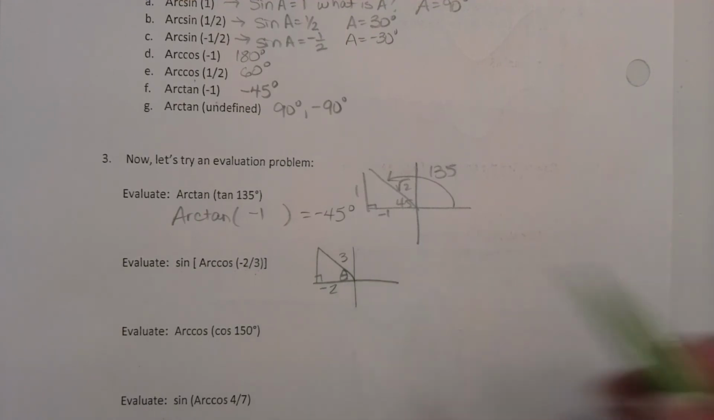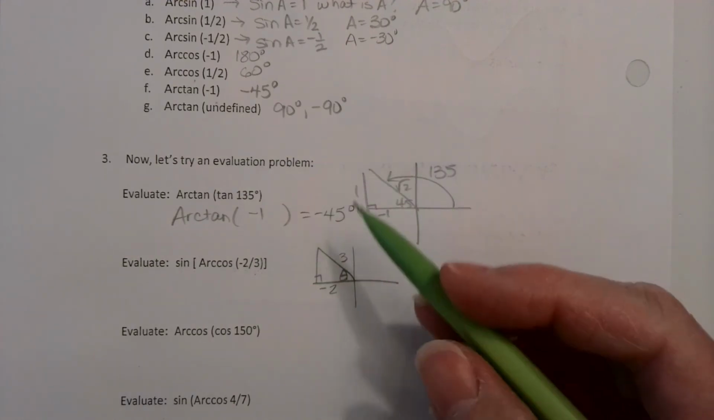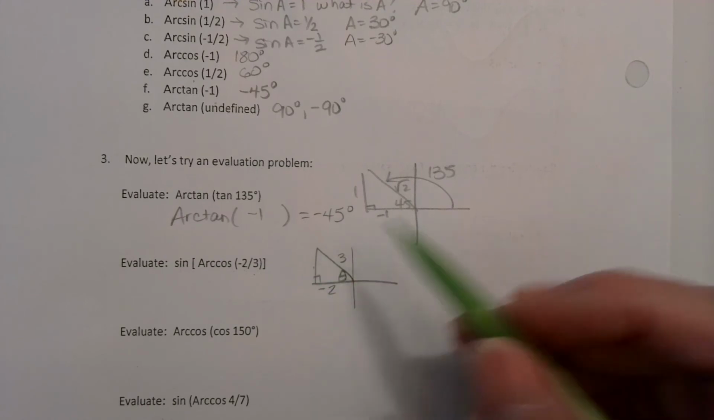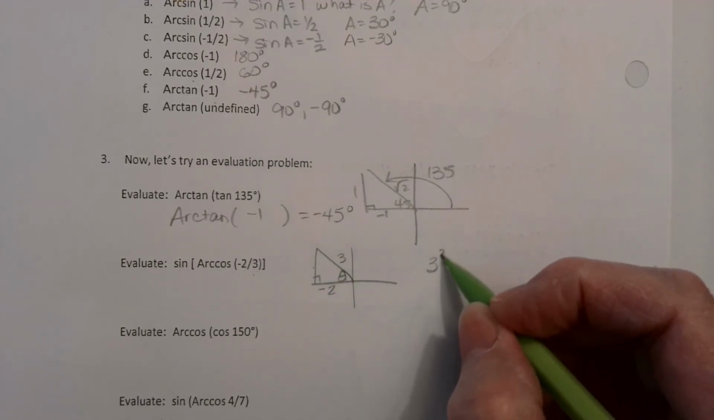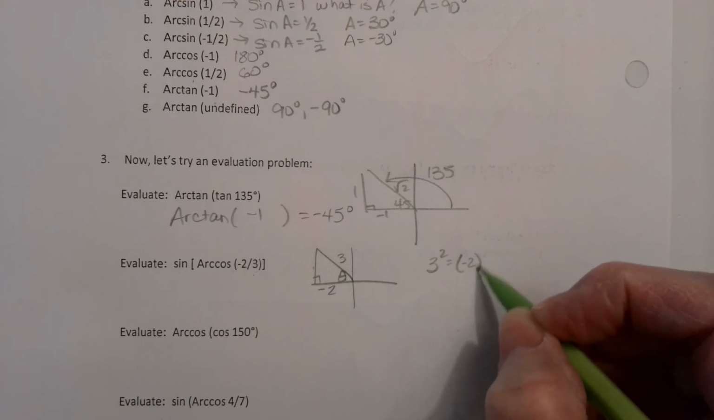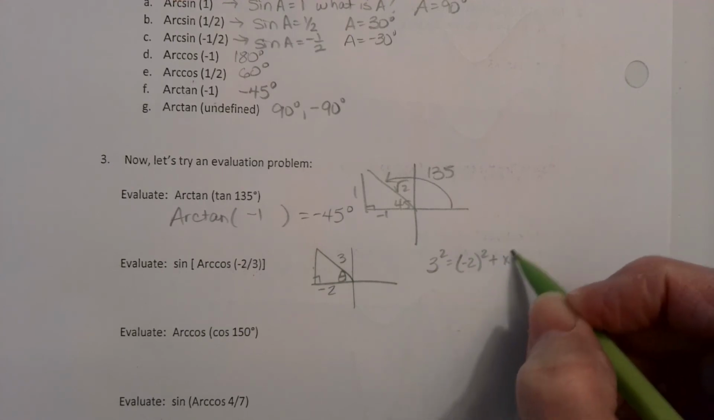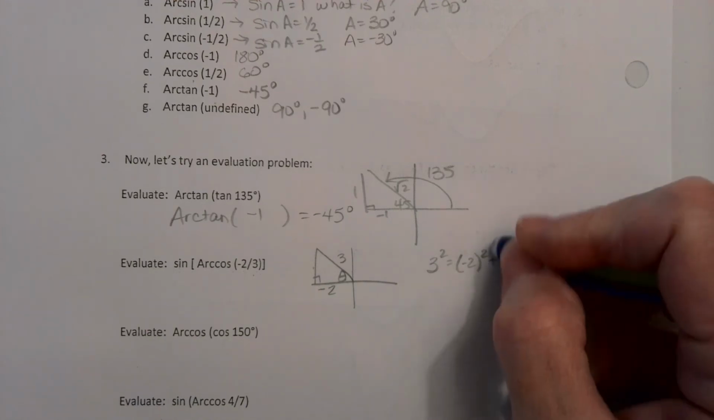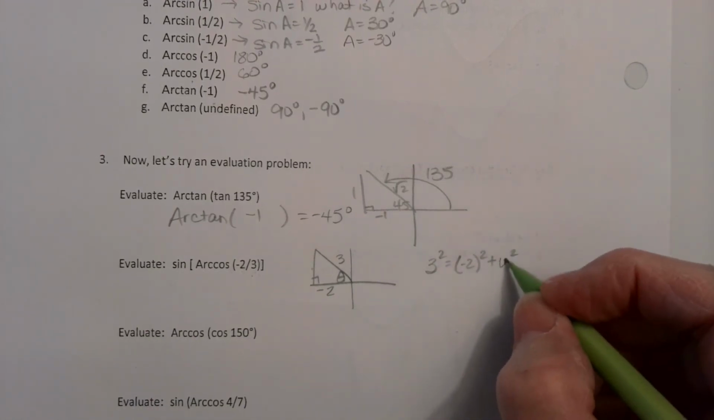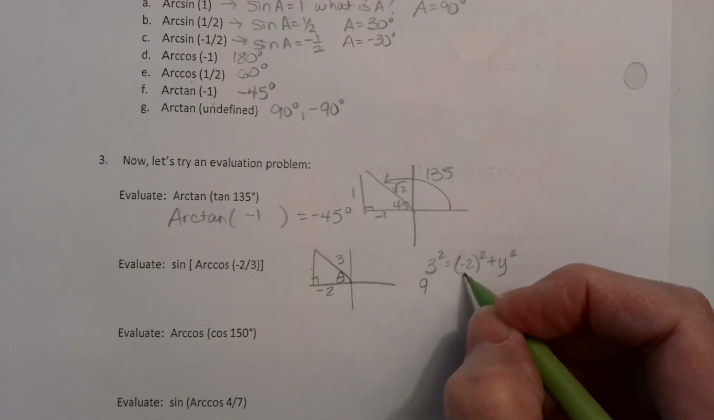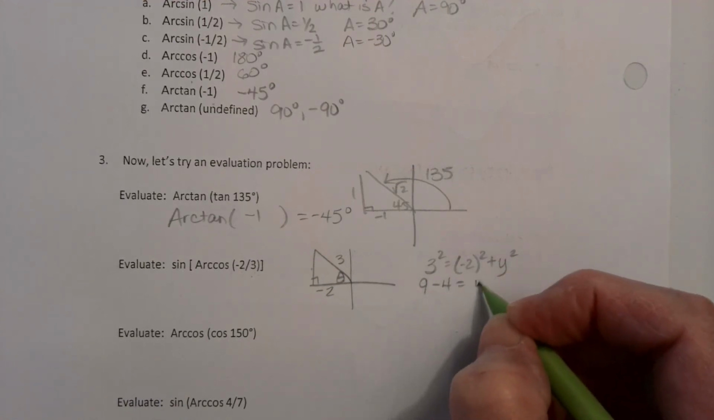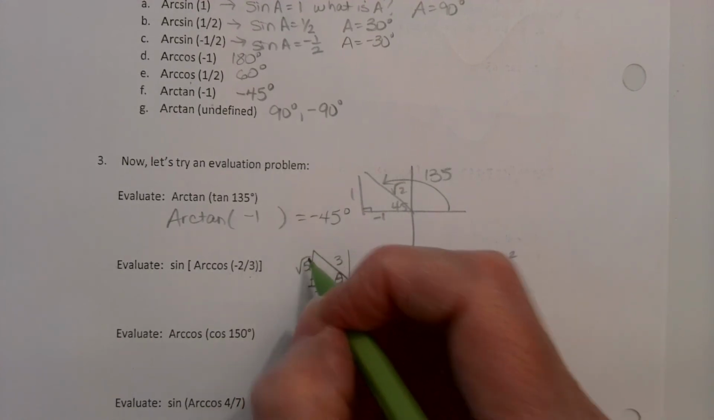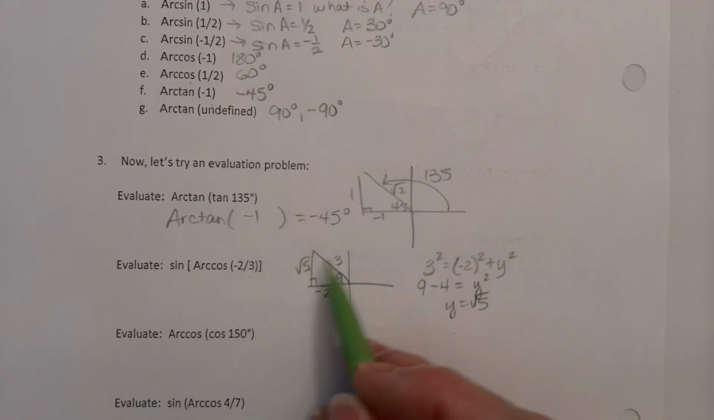I don't necessarily even have to know because I can do Pythagorean theorem and find this side right here. Okay, so you would just do 3 squared equals negative 2 squared plus, say, x squared. Okay, actually it's y, so let's call it y. So this is 9. This is 4. Bring it to the other side. So you get that y is the square root of 5. So the sine of this angle is square root of 5 over 3.